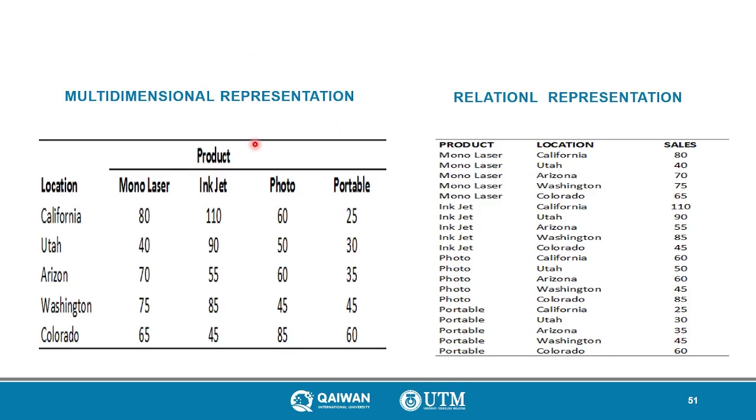Now we have a multidimensional presentation and a relational database representation. From the multidimensional side, we would have the location and the product, which would have mono laser, inkjet, photo, portable, and so on. But in a relational one, we would have mono laser, California, Utah, Arizona, Washington, and Colorado, and the ink itself. This way it is kind of easier to understand. However, we would say that we have a lot of duplicates.